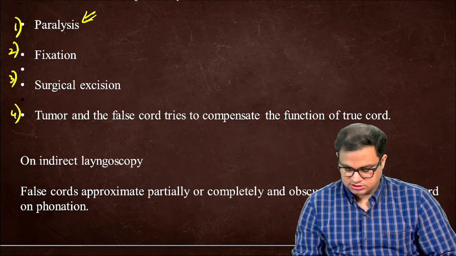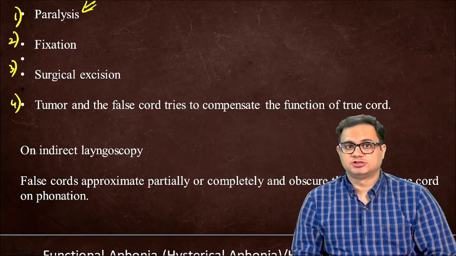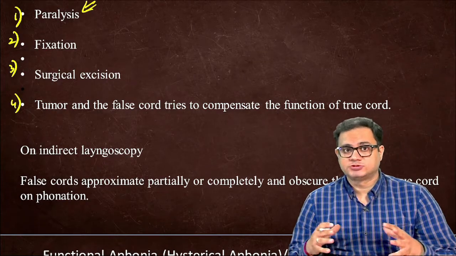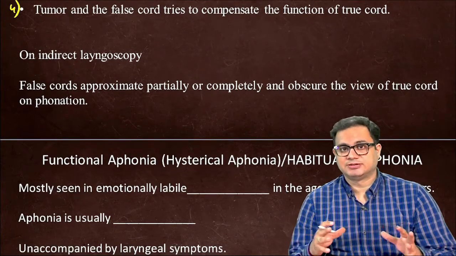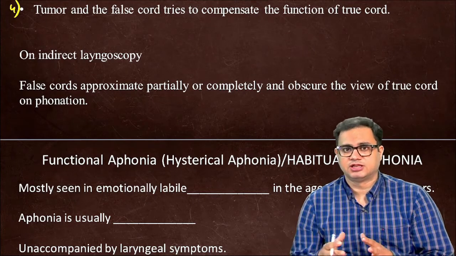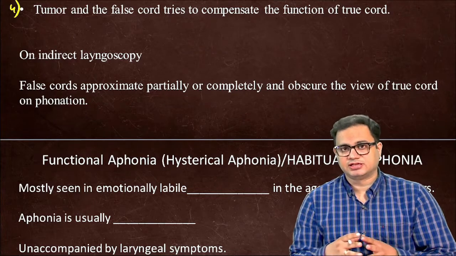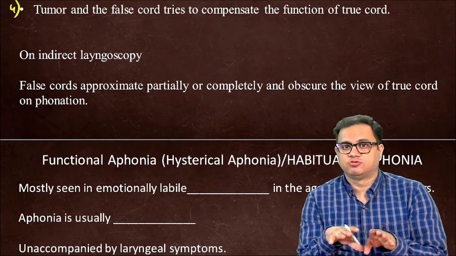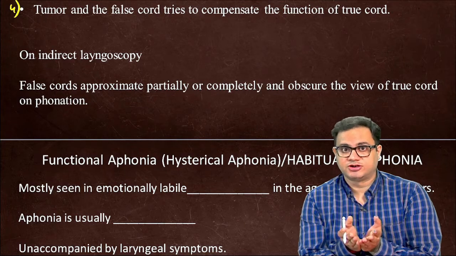the true cord. So on indirect laryngoscopy, what we will see? The indirect laryngoscopy will show us that the false cords approximate partially or completely, and they obscure the view of the true vocal cord. Meaning when we are telling the patient to phonate, either we are doing a flexible laryngoscopy, or a indirect laryngoscopy with the help of laryngeal mirror, when we tell the patient to phonate, the false vocal cords come and meet before the true vocal cord. We are unable to see the view of the true vocal cord.